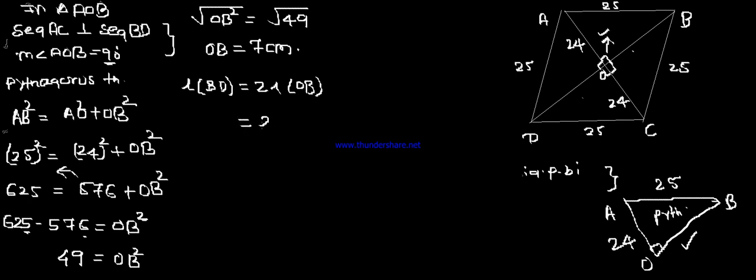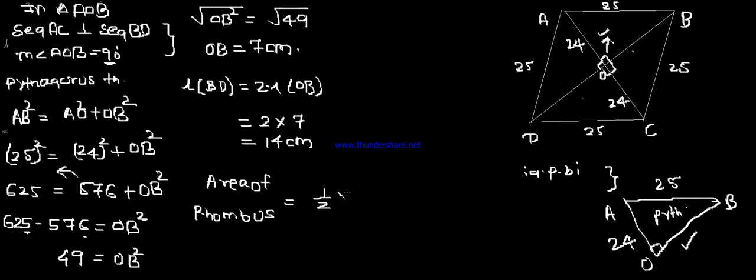So now there is a multiplication, right? 2 into 7, you are getting the answer as 14 centimeters. So this is your another diagonal, okay? And now you are free to apply the formula, that is area of rhombus. Area of rhombus equals half into d1 into d2.